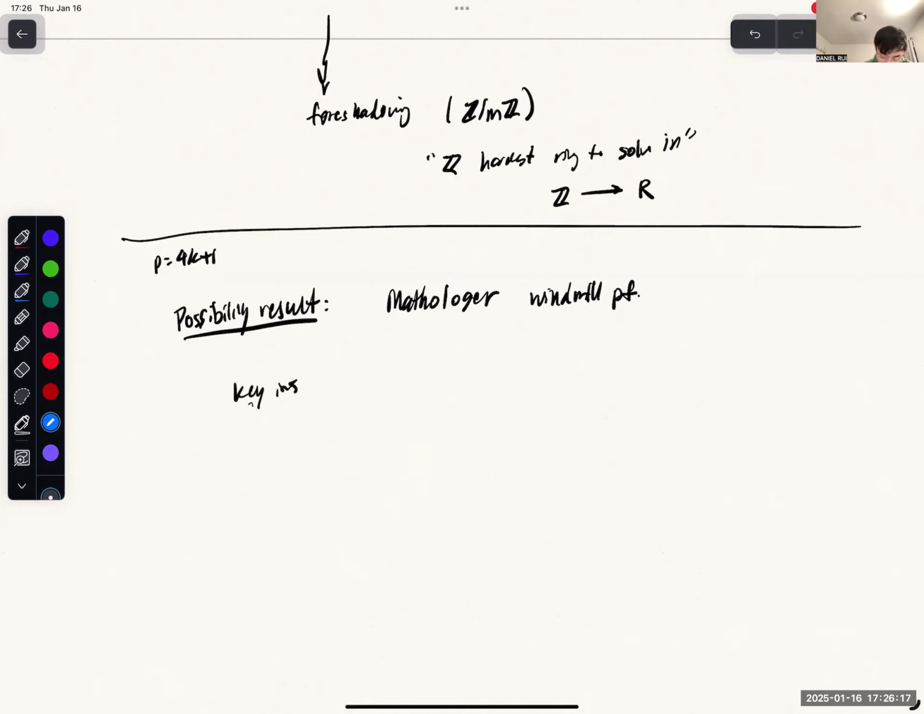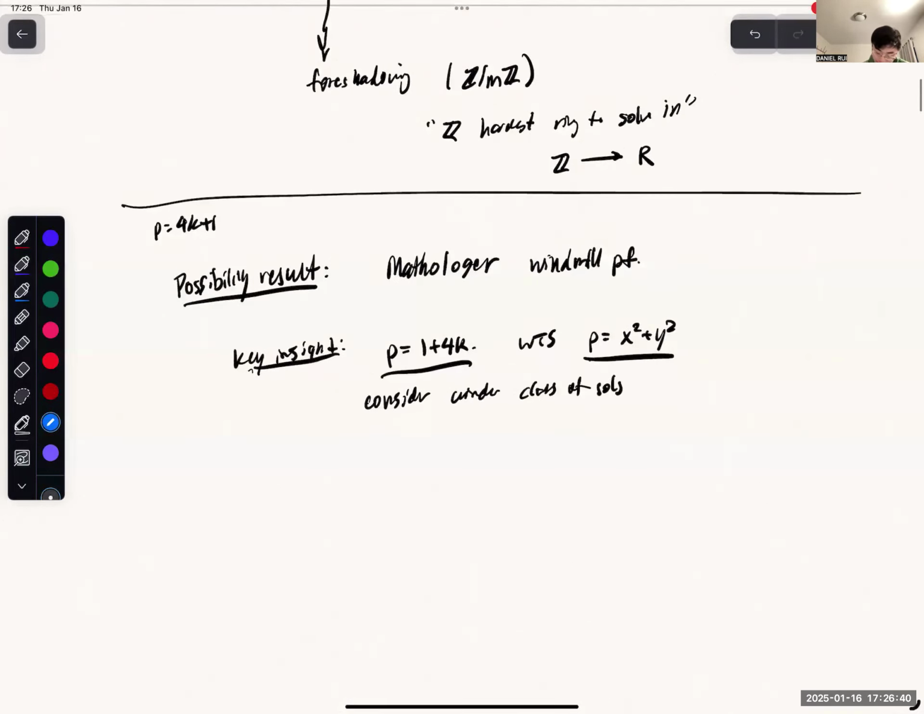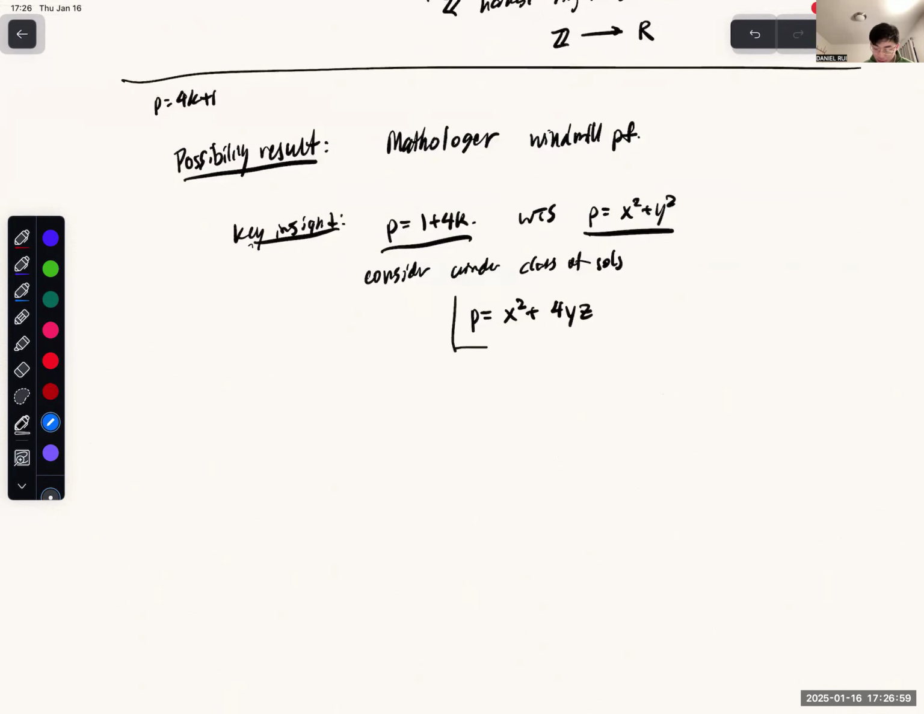And the key insight is we are assuming that p is equal to 1 plus 4k, right? And we want to show that p is equal to x squared plus y squared, say. Okay. So let's consider a wider class of solutions that contains both these equations. Let's consider solutions to p is equal to x squared plus 4yz. So clearly this encompasses p equals 1 plus 4k and also encompasses p is equal to x squared plus y squared.